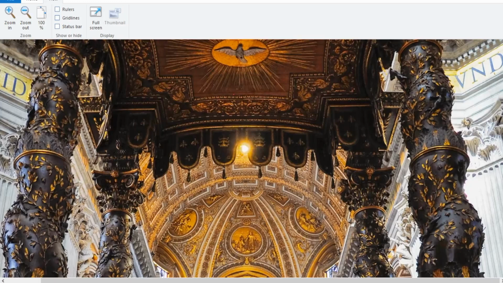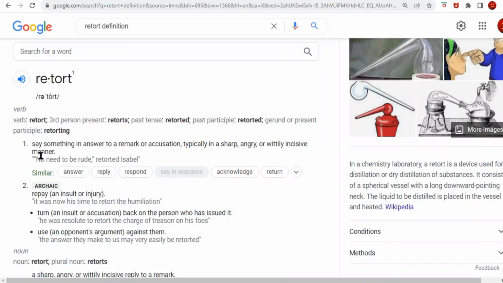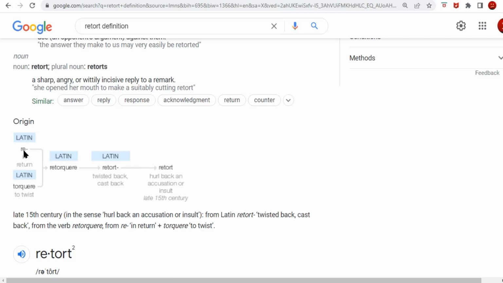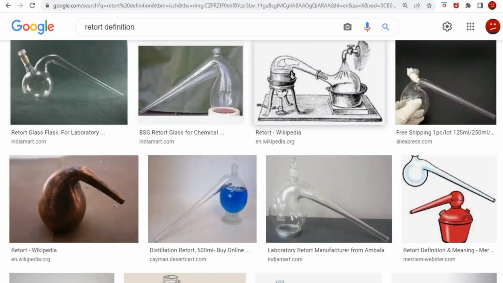These old twisted columns they put on here, these are called retort or Solomon columns. This is called a Solomonic column, this retort twisted column. So a retort is a quick return, a quick remark. It's coming from return, and torque, to twist. But it's also a container or furnace for carrying out chemical process on a larger industrial scale. This is a retort in the process of distilling.